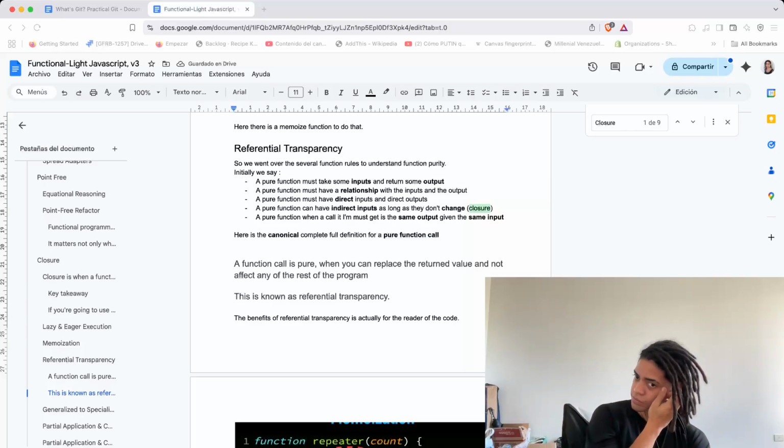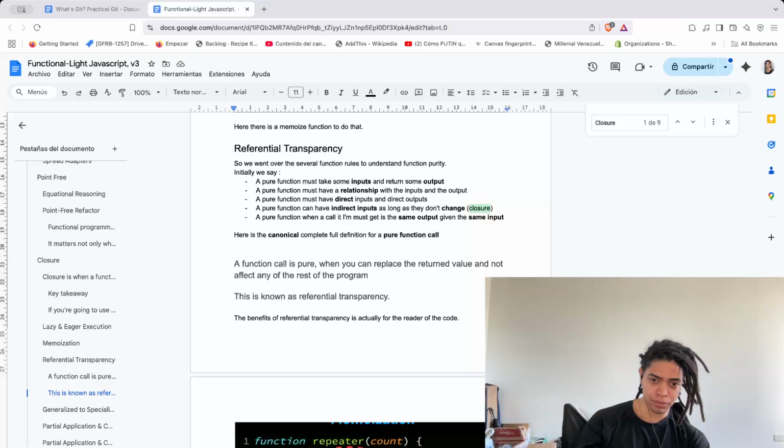So referential transparency, while it matters a lot to the compiler in something like Haskell, for us in JavaScript, the reason it matters is because it puts the responsibility on you, the author of the code, to make it as easy as possible for the reader of your code, which includes your future self, to be able to look at a line and know exactly what it's going to do. So the benefit of referential transparency is actually to the reader of the code.